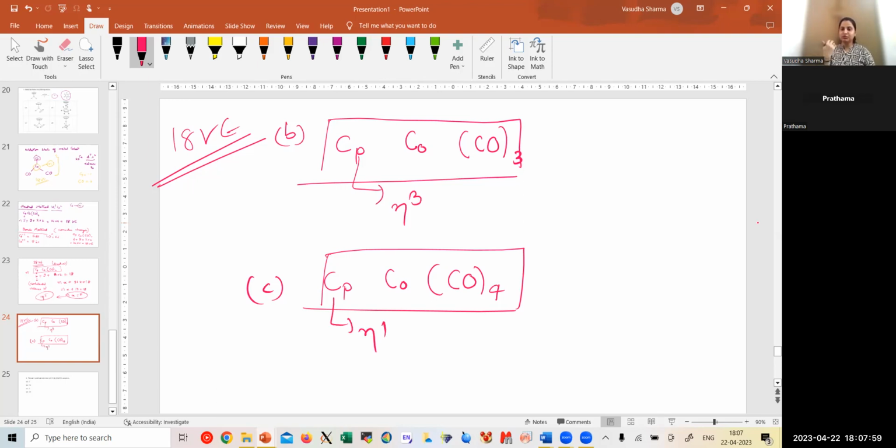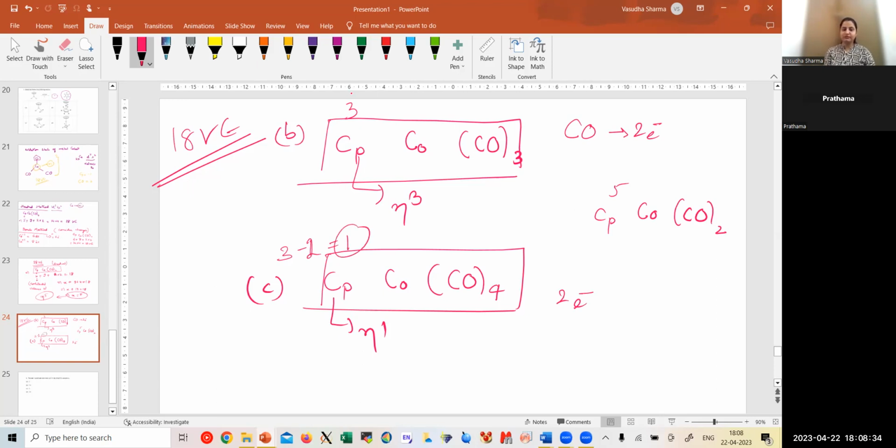Also, even without calculating the total, you just remember what we found earlier: CpCo(CO)2. Here we have included one more carbonyl, and one carbonyl brings 2 electrons. If the total valence electrons is maintained, then 2 electrons have to be reduced from the Cp. So earlier it was 5, then it will become 3. Now in C, we have added one more carbonyl, which brings 2 electrons. It was earlier 3, now minus 2, so ultimately it will be 1.